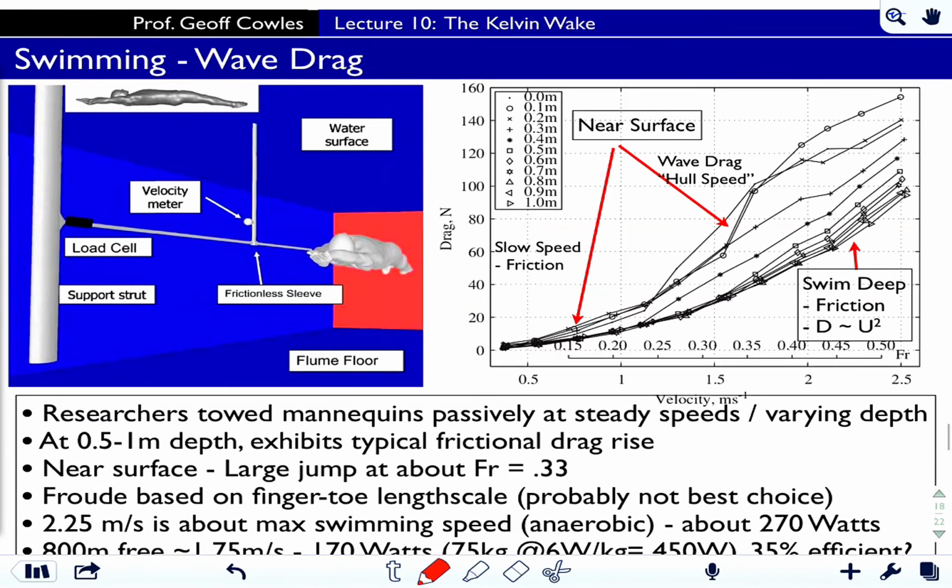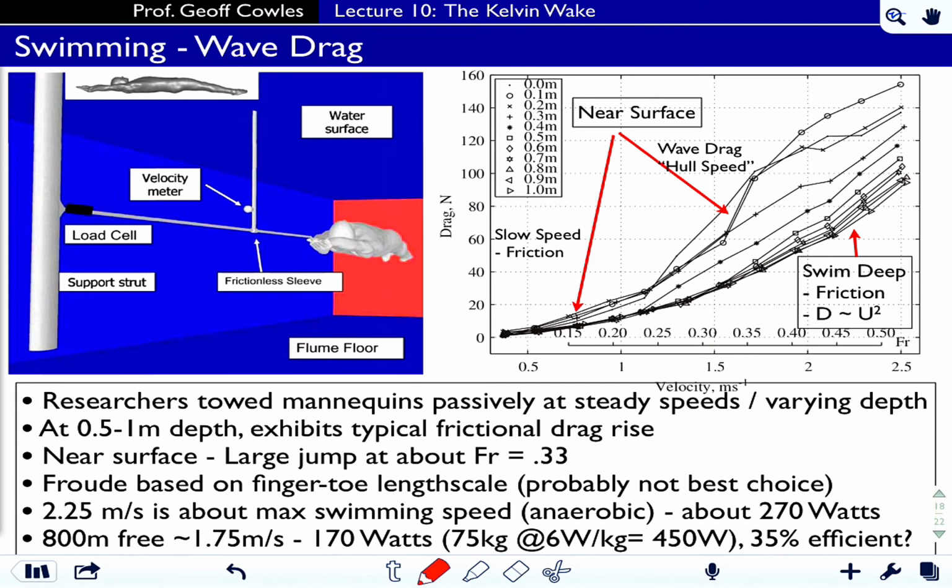This is an interesting paper which I put a link up to. Just a study of swimming drag. They dragged a crash test dummy in the shape of a human. Actually, no, they didn't drag them. They put them in a water tunnel with a free surface, so an open channel, and they have a load cell here. So there's water moving this way. They're fixed relative to the laboratory, this person. And they're just measuring the drag in that position there.